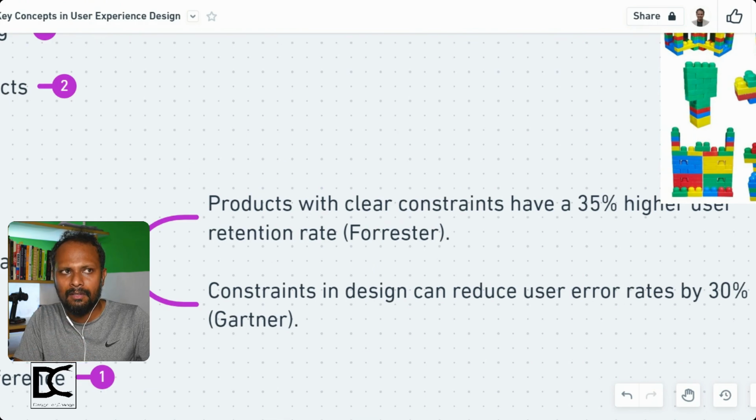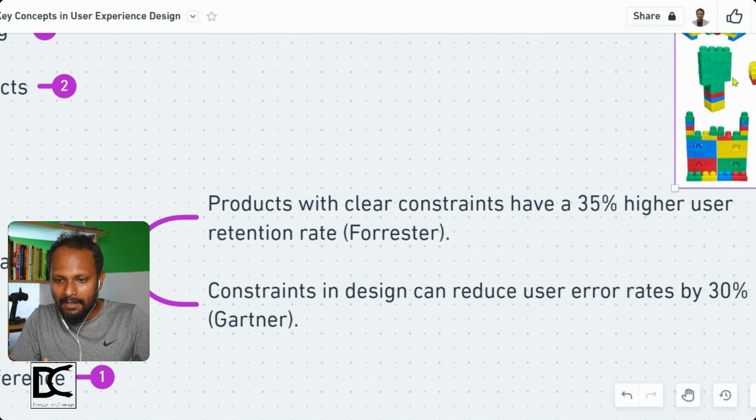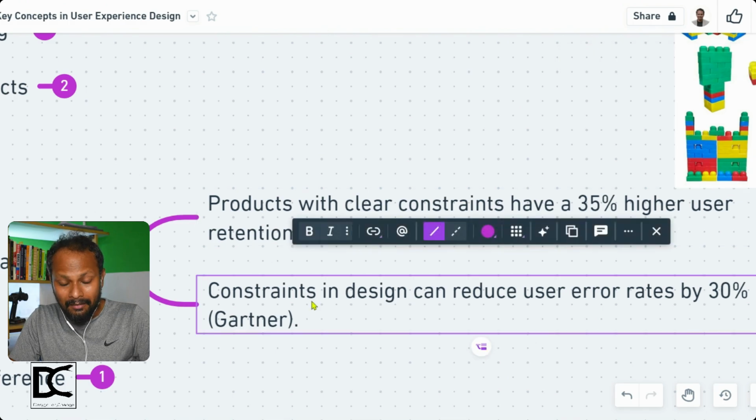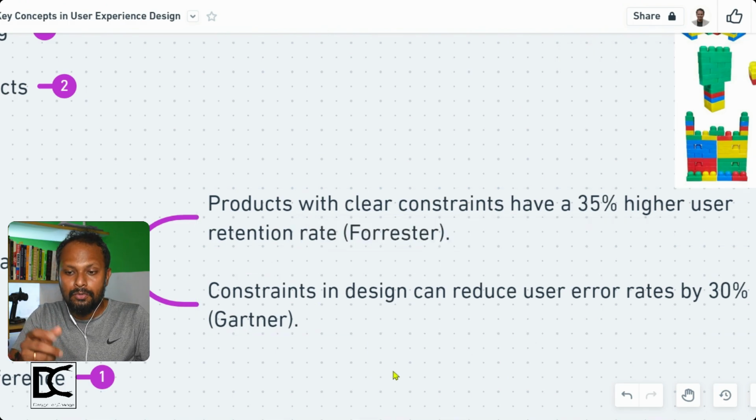Okay, Jagdish, why is it very vital? What impact can it create? Let me tell you very clearly. It enhances user attention rate up to 35%, a Forrester report said. Constraints in design can reduce user error up to 30%. Imagine if you're designing a safety-critical part. If you're not constraining the options, what will happen? Instead of pressing the intended option, the user will press the other one.